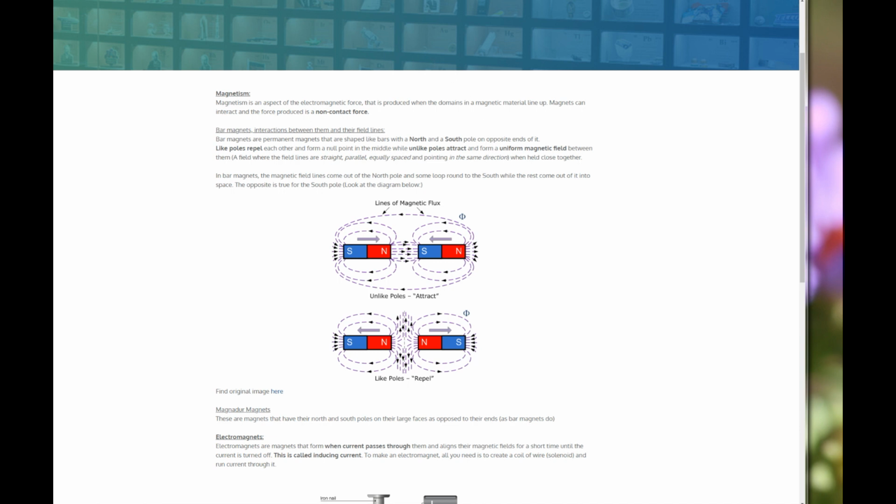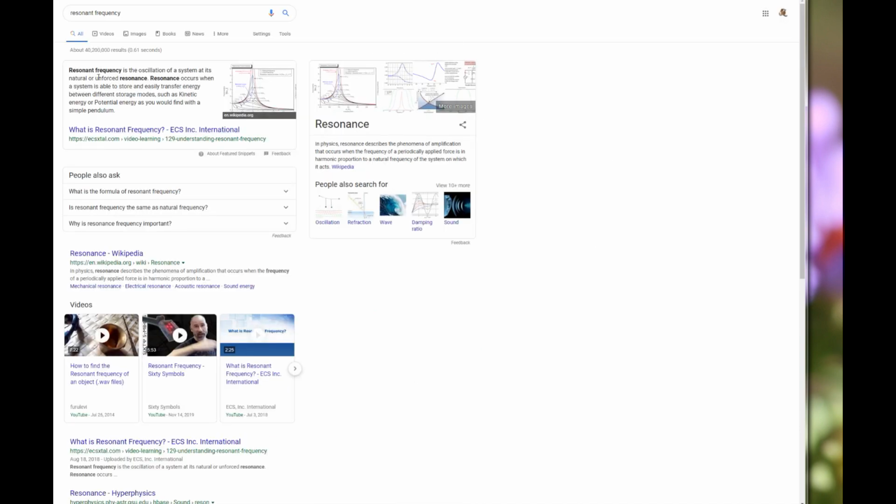The next thing I want to talk about really quickly is resonant frequency, and that is the oscillation of a system at its natural or unforced resonance. Resonance occurs when a system is able to store or easily transfer energy between different storage modes, such as kinetic energy or potential energy, and so forth and so on. So basically, everything vibrates, which is everything in the theory of the law of vibration. Everything has a resonant frequency, which is basically its natural frequency that when left alone, it will vibrate at. Okay? So that's an important concept.